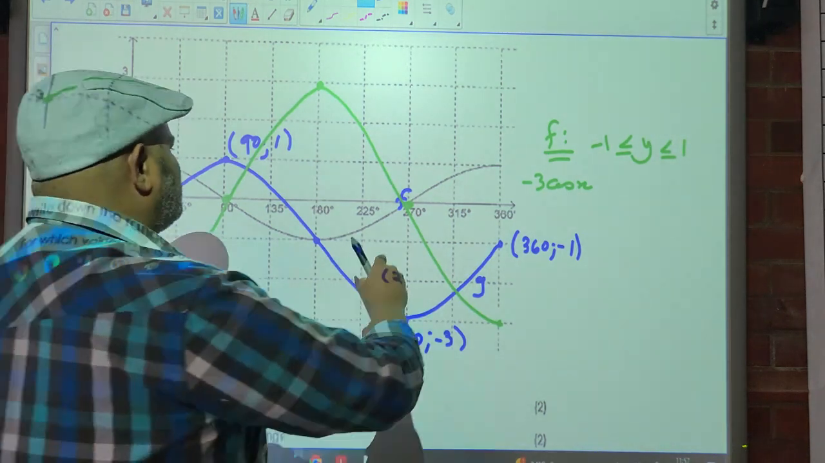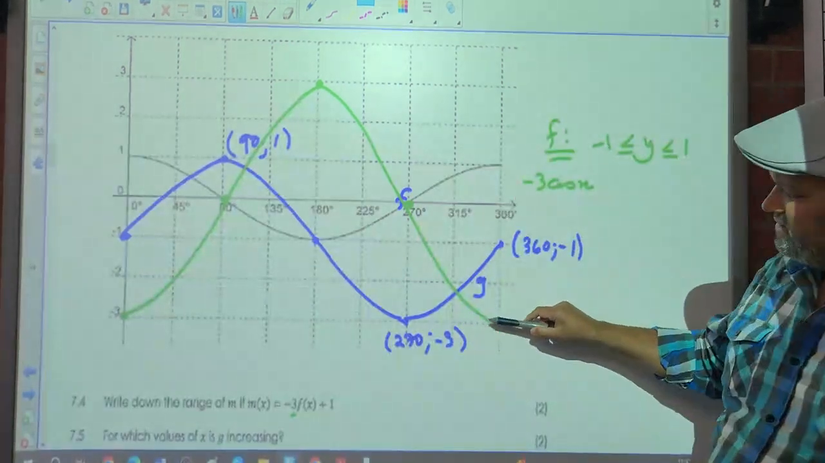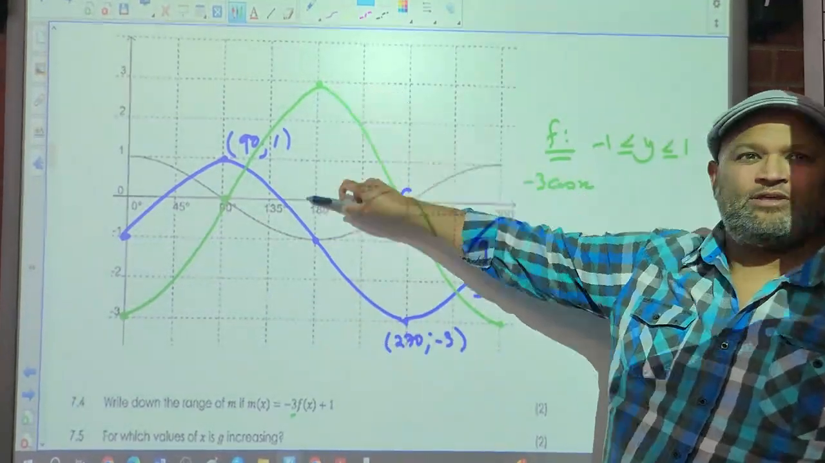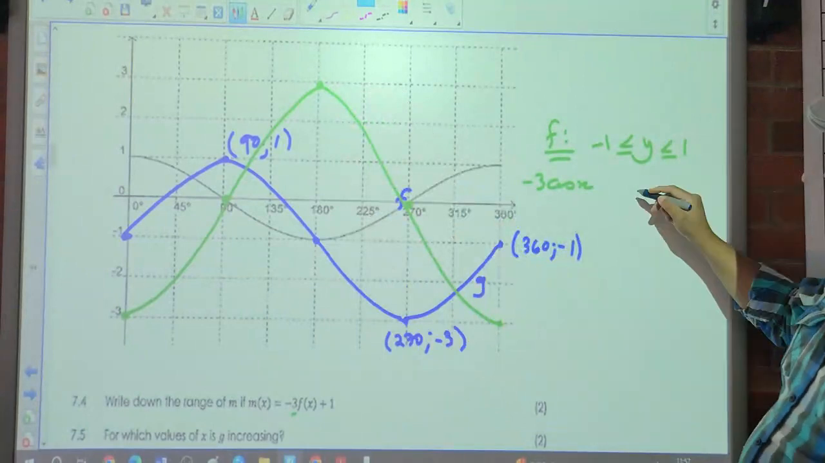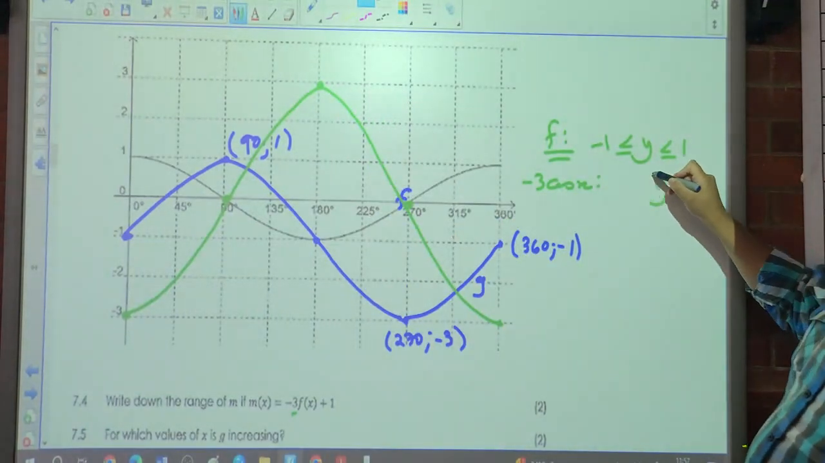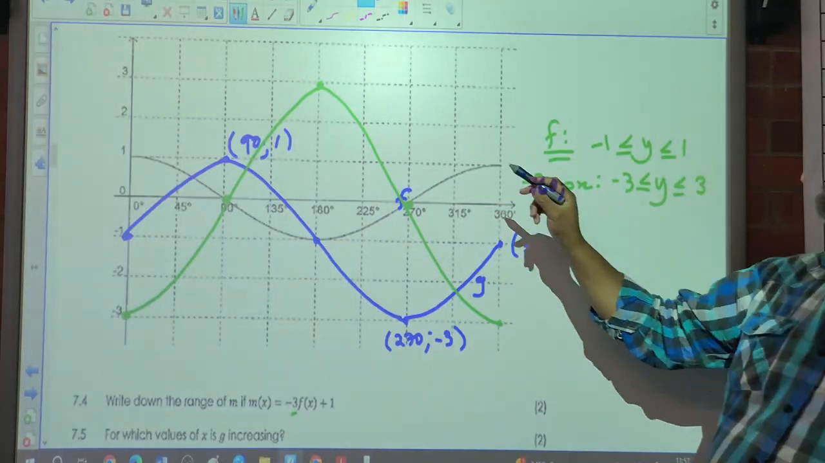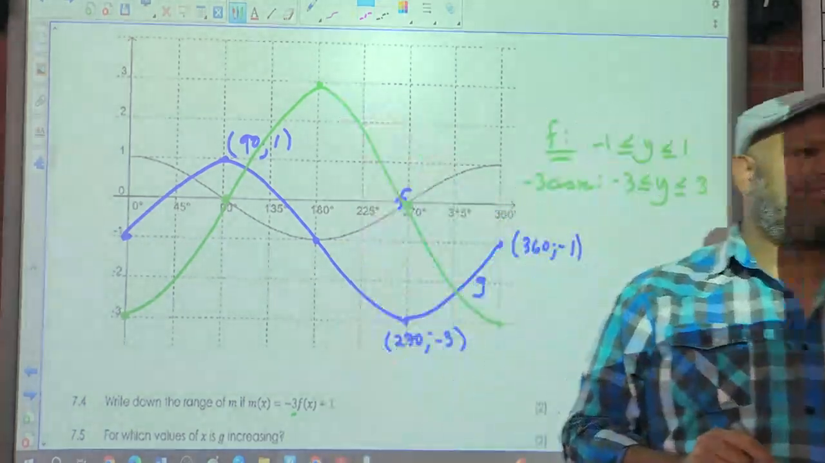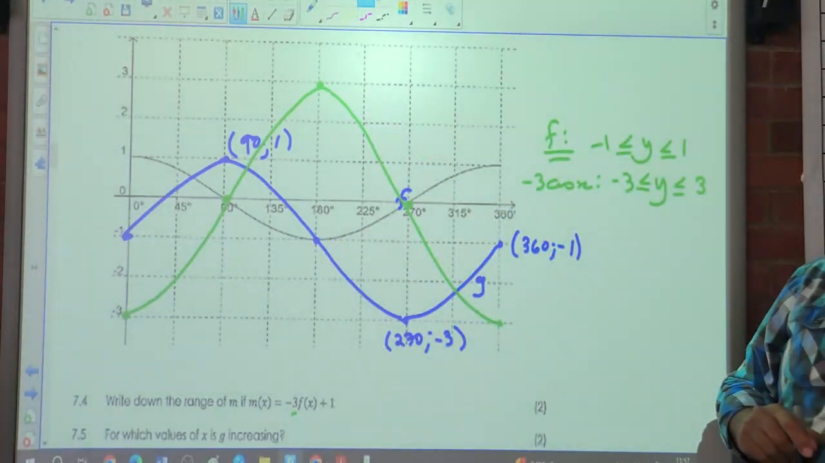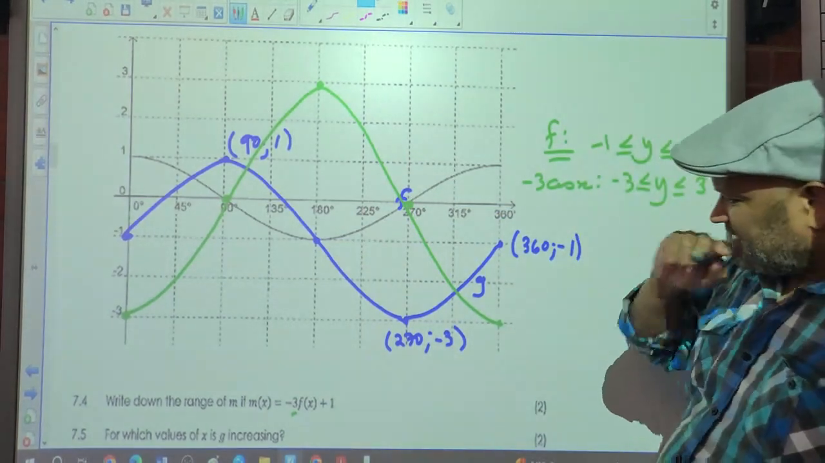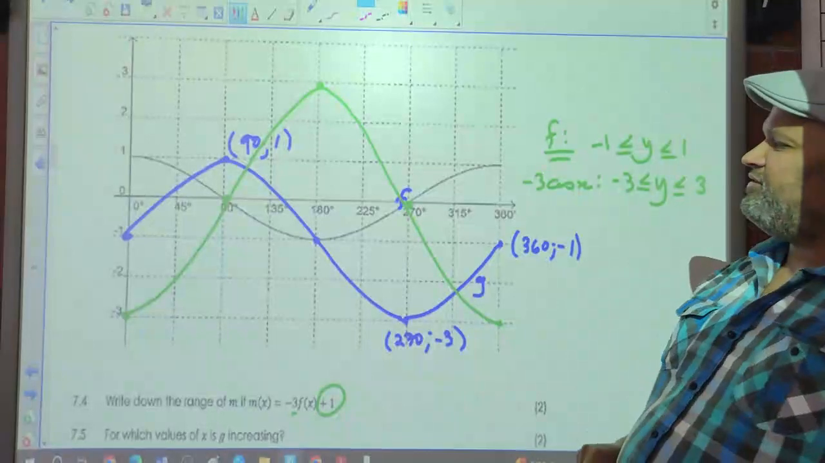Well, what's the range of this graph here? Goes from -3 to 3. So what's the range here? Y is greater than or equal to -3, but less than or equal to 3. Why am I including 3? Because the graph exists at 3 and -3. You see that?